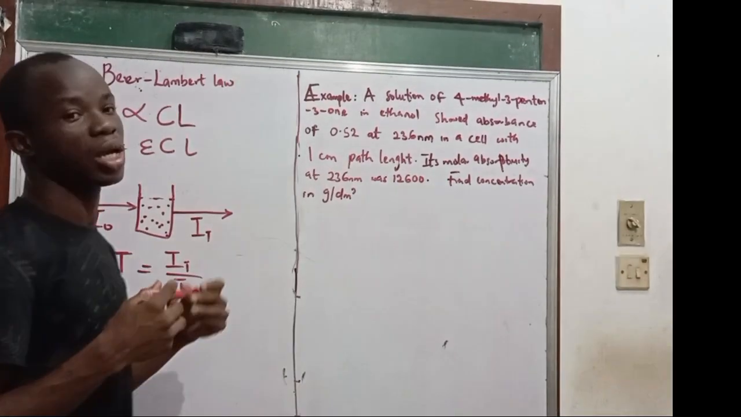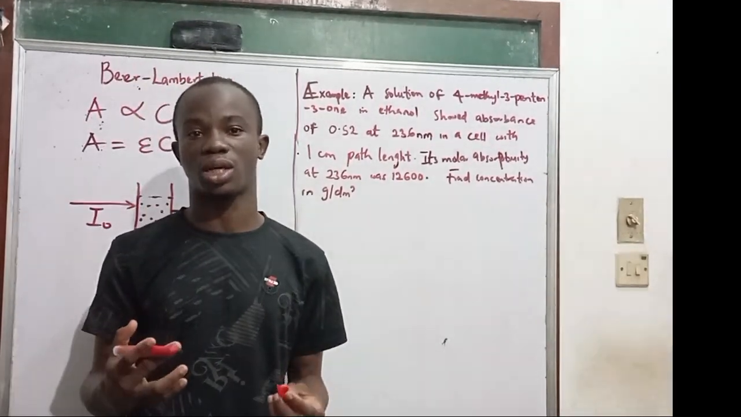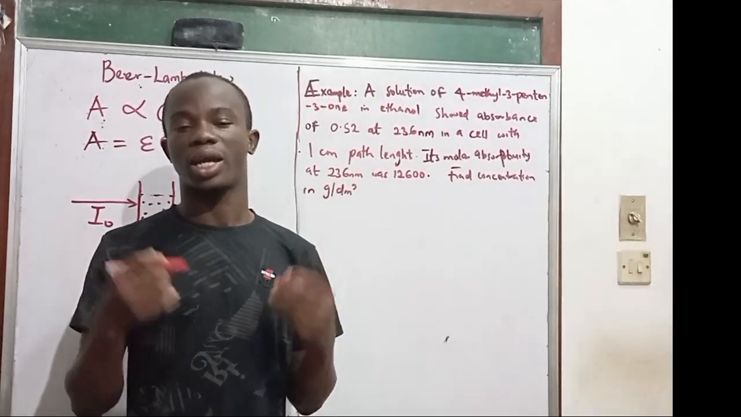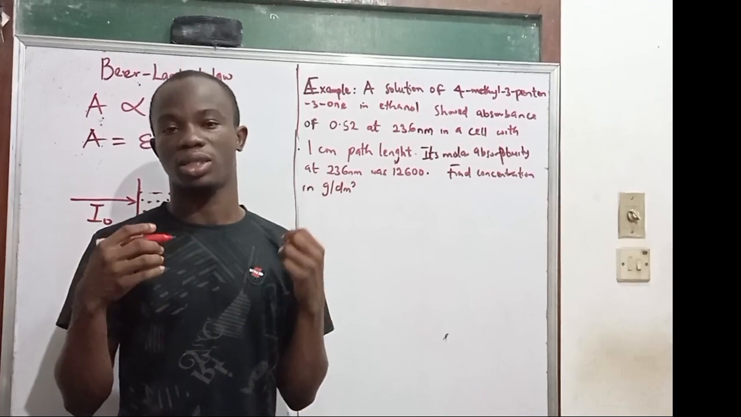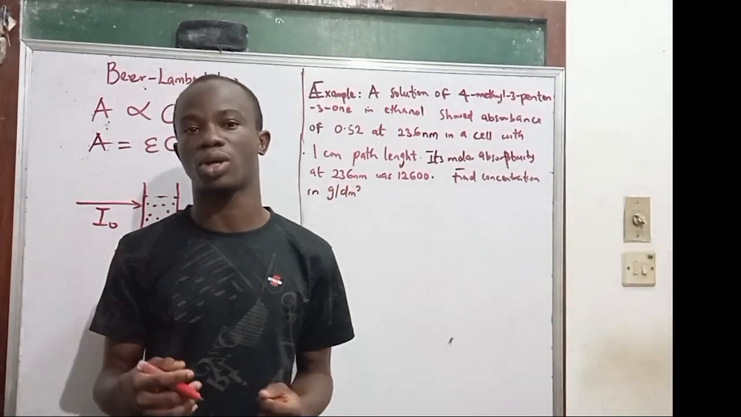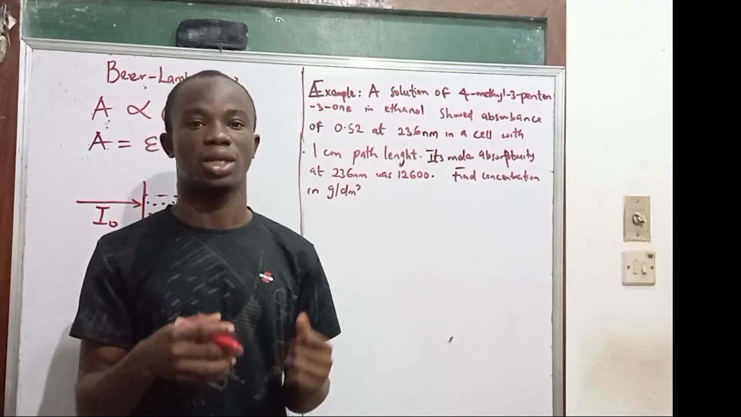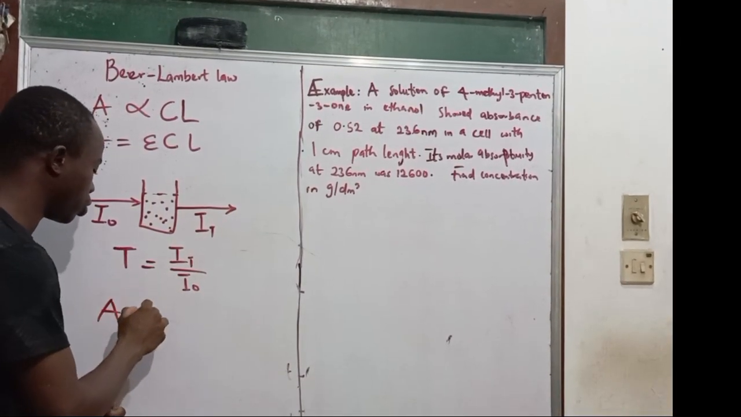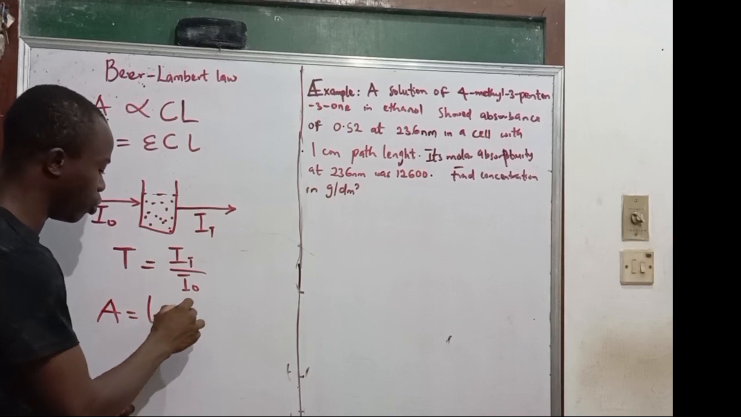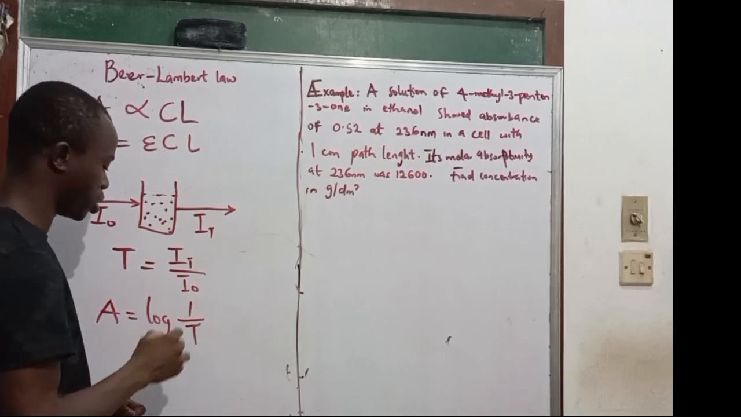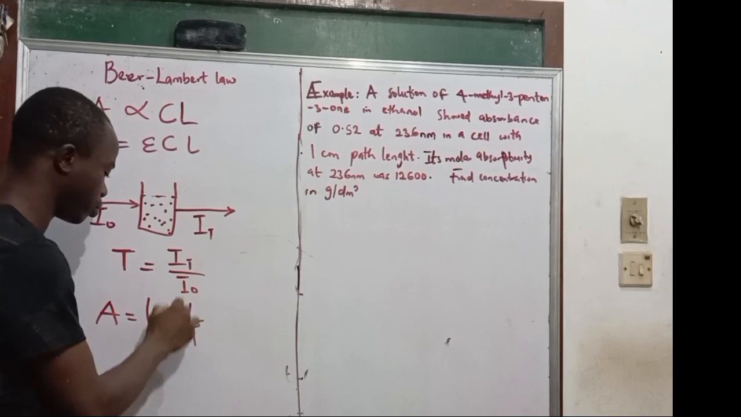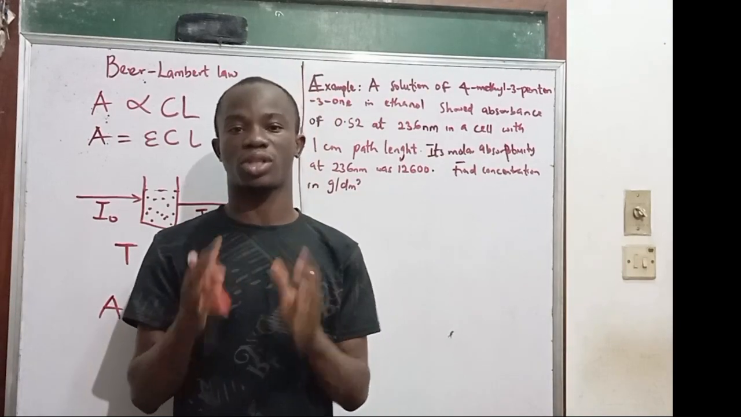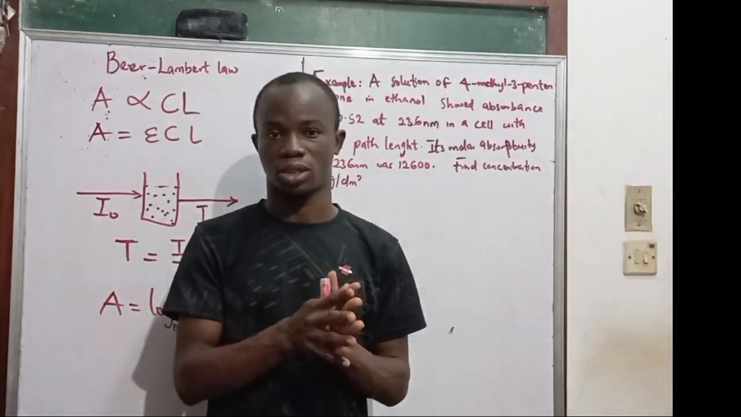But if I can measure how much light is transmitted, I can also know how much light is absorbed by taking the reciprocal of the transmittance. Therefore, we can say that absorbance A equals the logarithm of 1 over transmittance in base 10. So in a way, we are saying that the reciprocal of transmittance is absorbance.